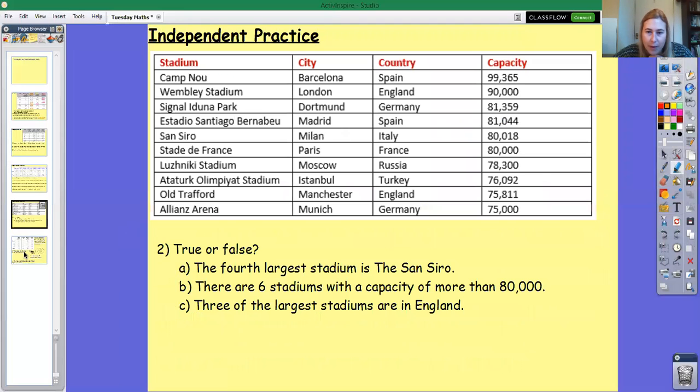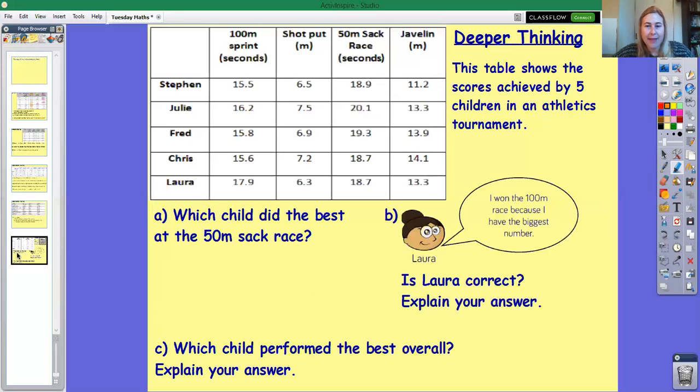Okay. One more thing to think about. Oh yeah, you've got another table of information here, so just keeping the information fresh, see if you can apply your knowledge in another way. And then there's a deeper thinking task at the end.